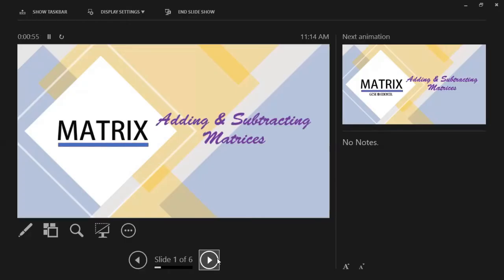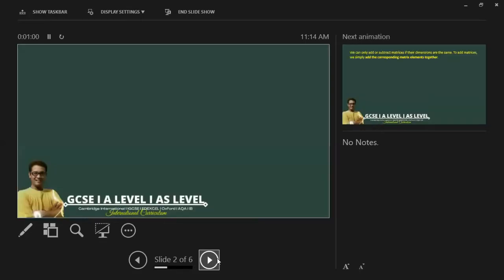Matrices: adding and subtracting matrices for GCSE, IB, and Excel.